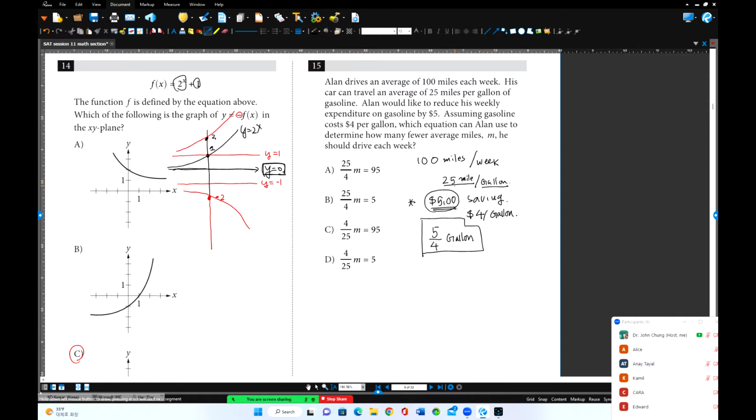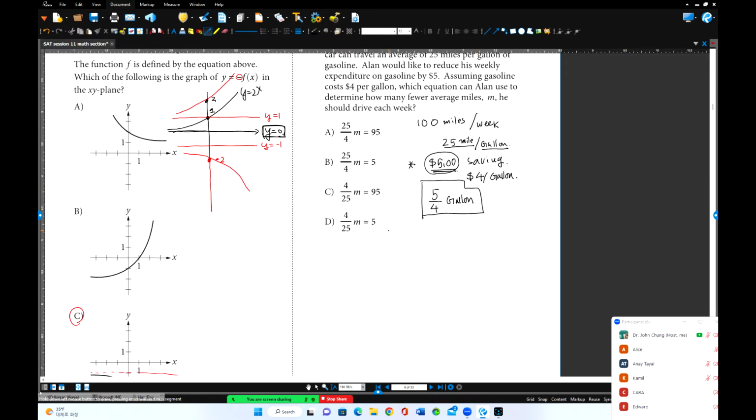1 gallon travels 25 miles. How many miles for 5/4 gallons? You can use a proportion. 1 gallon travels 25 miles, but he wants to save 5/4 gallons, and we use M for miles. That's the proportion. To save 1 gallon, he needs to save 25 miles. To save 5/4 gallons, how many miles are saved? Cross multiplication, M equals 5/4 times 25. Are you okay with this?